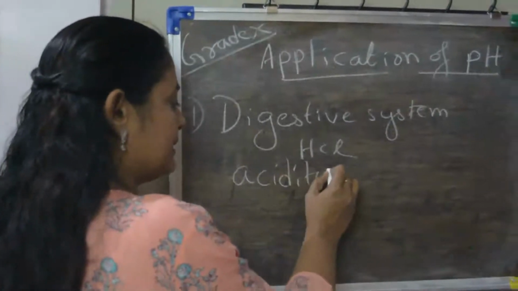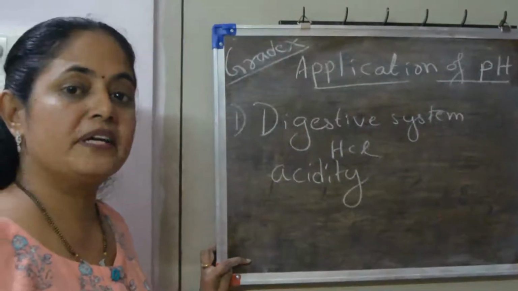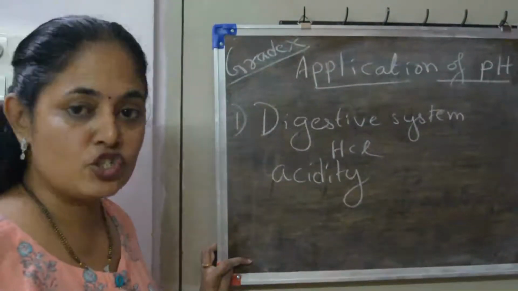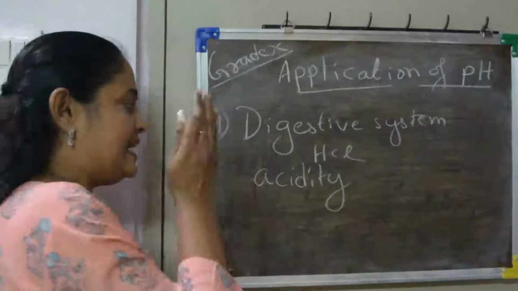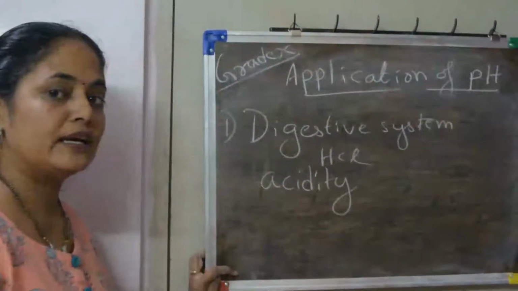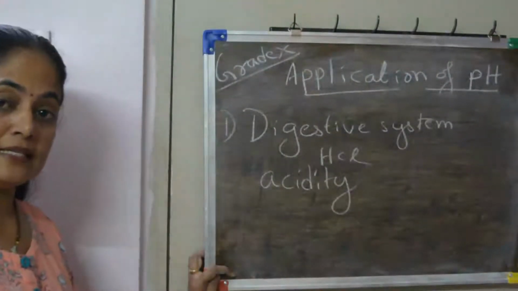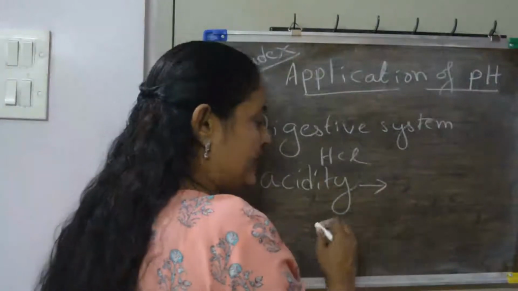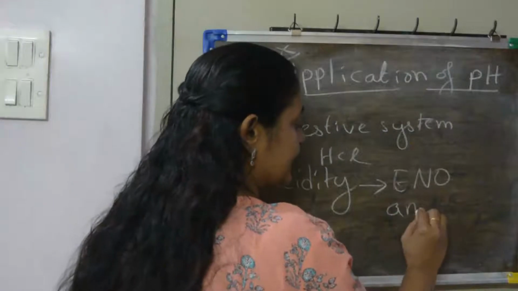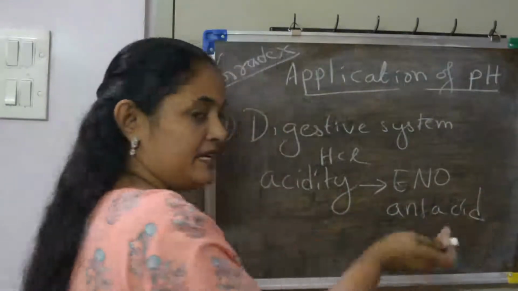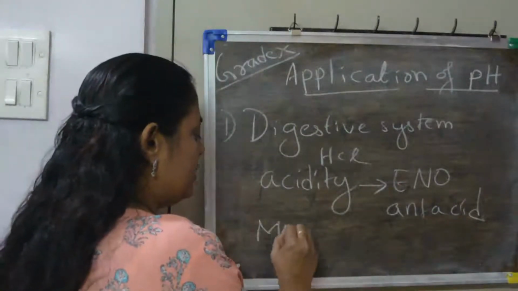You must have heard people complaining about acidity, burning sensation. It is because of more hydrochloric acid produced in our stomach mainly. So how to solve it? What is the remedy for that? Whenever an acid is there, we have to neutralize it by using a base. Now acid is produced in the stomach. How to neutralize? We have to give some basic solutions. Mainly we use ENO, or you must have heard about antacid tablets. Antacid means anti-acid, means it is a base, and mainly this contains milk of magnesia.